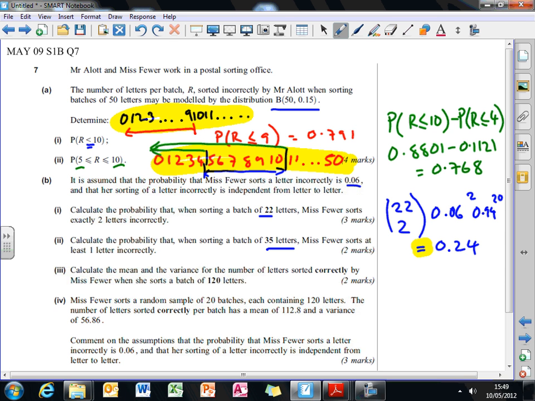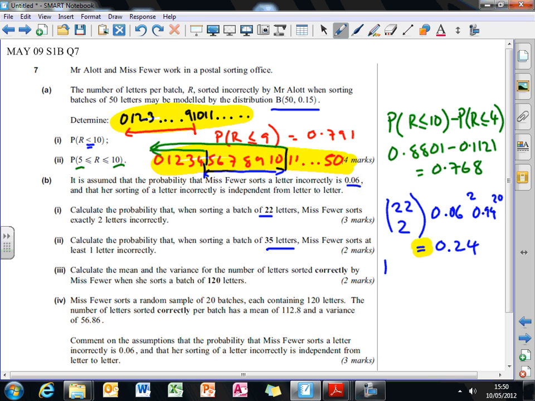Now you're not going to go through exactly 1, exactly 2, exactly 3, exactly 4, all the way up to exactly 35, and then adding them together. We've got to find a quicker way. So if she sorts at least 1 incorrectly, that would be 1 minus the probability she sorts none incorrectly. Now that I can work out really quickly.